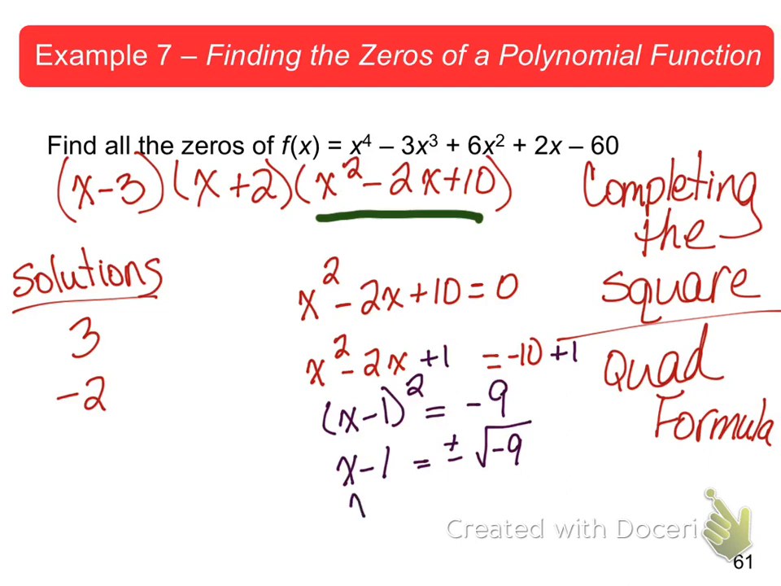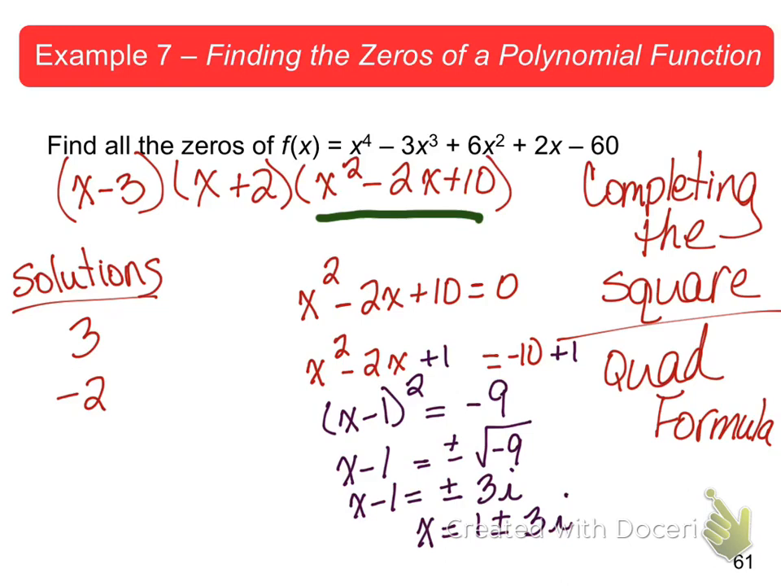So then I have x minus 1 equals plus or minus the square root of negative 9. What's the square root of 9? 3. So this is plus or minus 3i. And then I bring the 1 over. So then I have 1 plus or minus 3i. So my solutions, and because of this plus or minus, I want you to realize this is 1 plus 3i. This is 1 minus 3i.